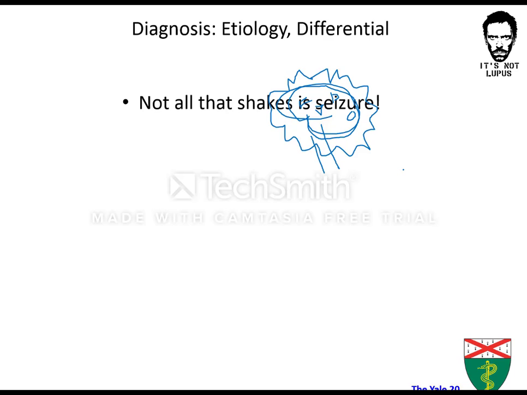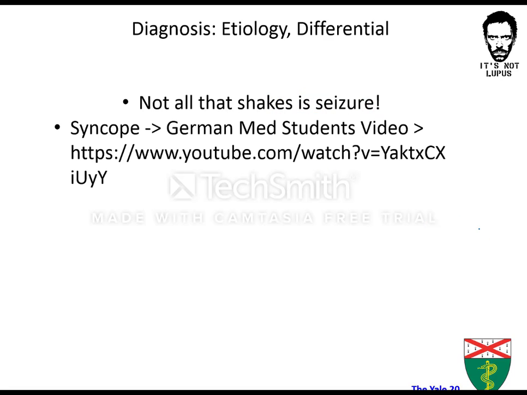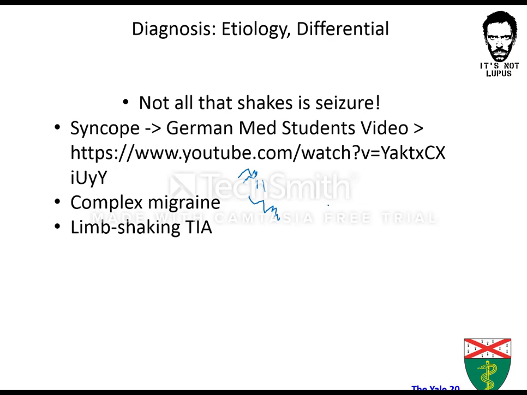All right. So first, not all that shakes is seizure. And here's a great example of syncope. Let's take a break to watch this video. Next, you can have strange complex migraines that have a focal thing. You have a face and you're smiling, and then this side of their mouth is just droopy, and their forehead is smooth, and it just is a very focal thing.